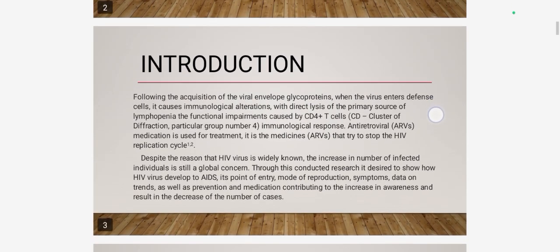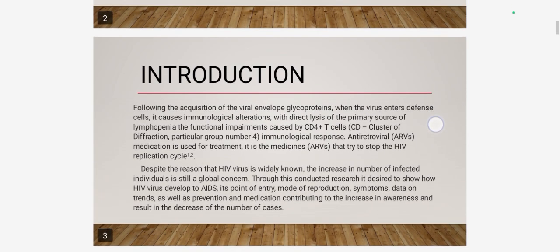So, following the acquisition of the viral envelope glycoproteins, when the virus enters the defense cells, it causes immunological alterations with direct lysis of the primary source of the lymphopenia, which is the functional impairments caused by CD4 T cells, or the cluster of differentiation, particularly group number 4, immunological response. So, antiretroviral medication is used for this treatment. It is the medicines that try to stop the HIV replication cycle.